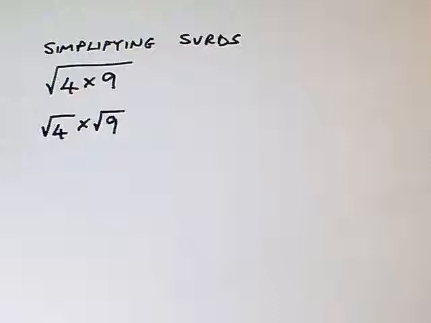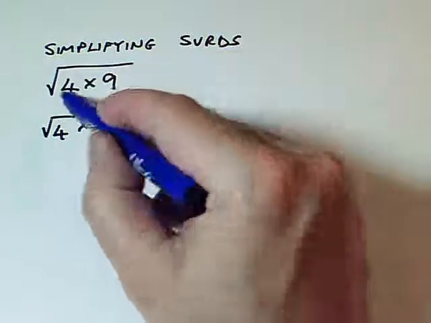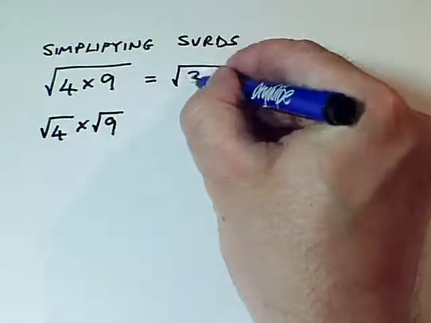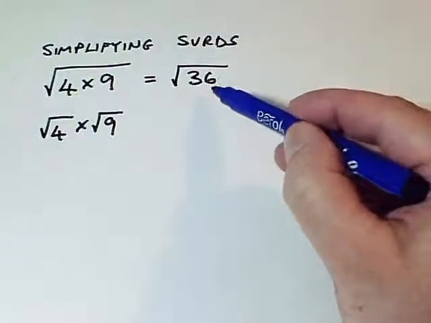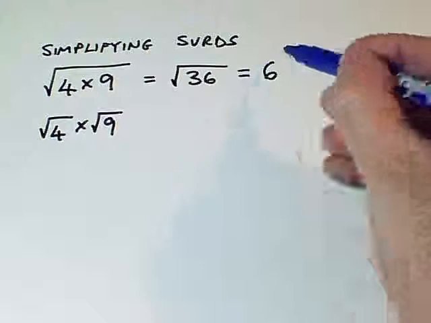Okay, let's look at what happens with surds when there's some multiplication going on. We've got the square root of 4 times 9 here. Now I can work that out directly because I know that 4 times 9 is 36, so that must be the square root of 36. And I know that 6 times itself is 36, so the square root of 36 must be 6.